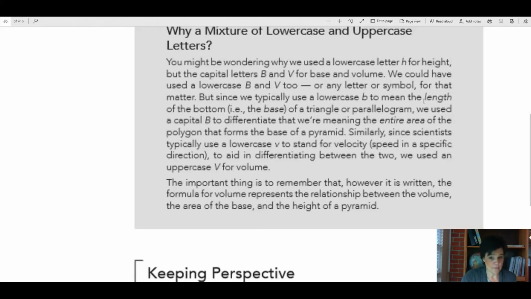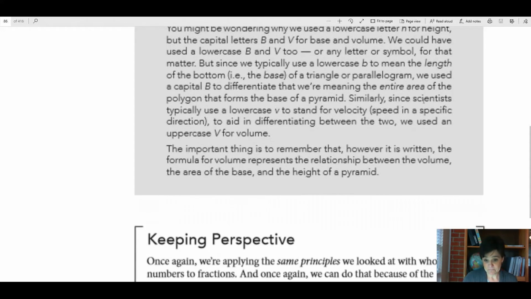the base of the pyramid. Similarly, since scientists typically use a lowercase v to stand for velocity, which is speed in a specific direction, to aid in differentiating between the two, we used an uppercase V for volume. So the important thing is just to remember that however it's written, the formula for volume represents the relationship between the volume, the area of the base, and the height of the pyramid.